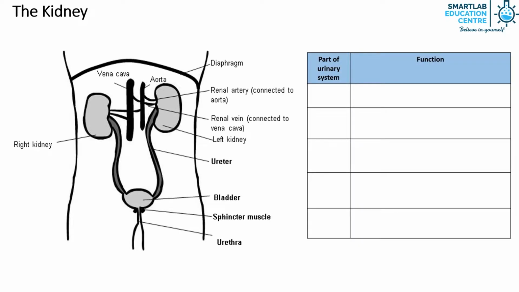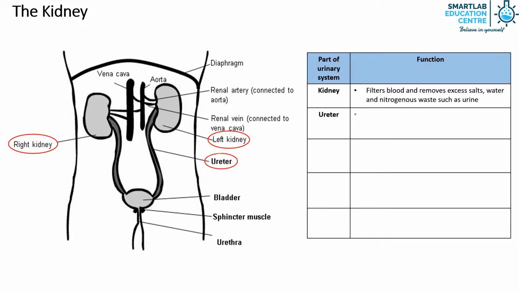kidney is part of. The main function of the kidneys is to filter blood and to remove excess salts, water and nitrogenous waste such as urine. The ureter transports urine from the kidney to be stored at the bladder via peristalsis using its muscular walls.